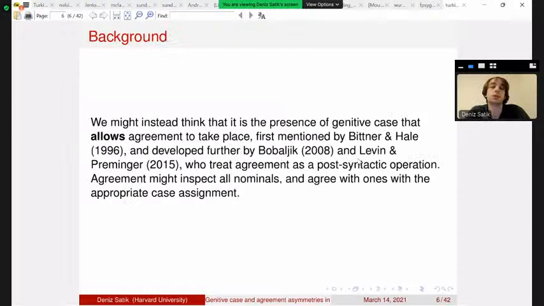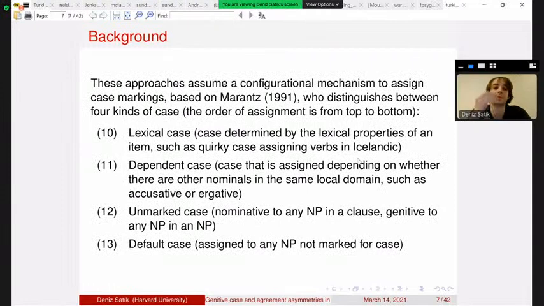But as I mentioned before, this doesn't have to logically be the case. It could be that the presence of genitive case is what allows agreement to take place. And this has been mentioned by many people in the past literature who treat agreement as a post-syntactic operation, so more like a phonological thing, where agreement might inspect all nominals and agree with ones with the appropriate case assignment. That's one alternative that could be the case.